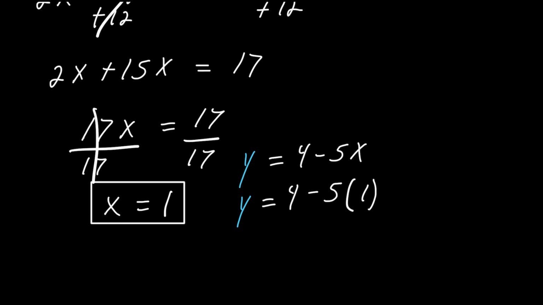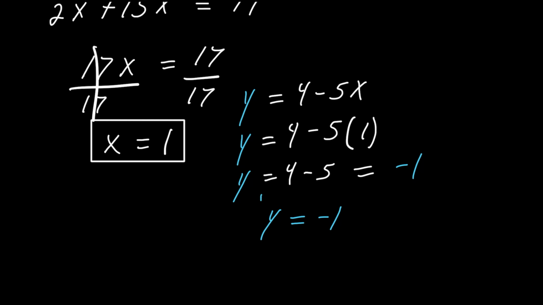So it's literally the exact same thing. Negative 5 times 1 remains negative 5. So it's just going to be y equals 4 minus 5. And 4 minus 5 is negative 1. And so we know that y equals negative 1. And that right there is the answer for y. Now we've solved x, and now we've solved y.